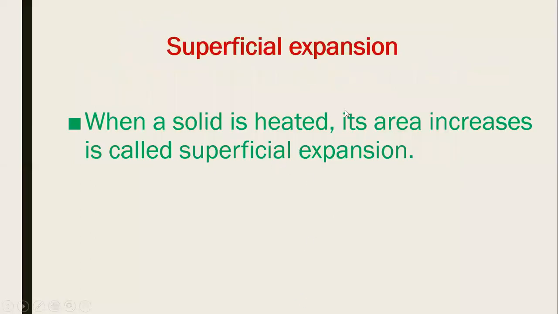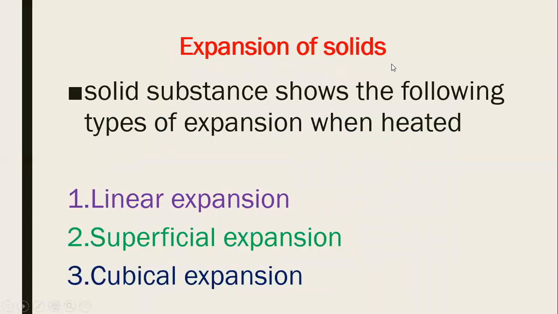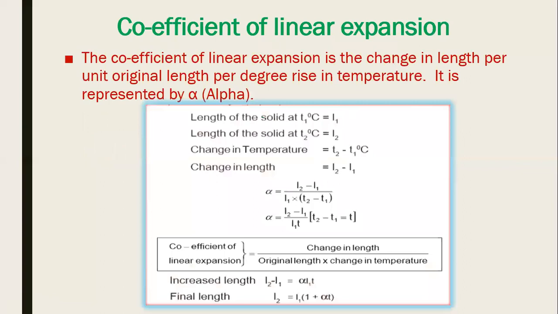The next one is superficial expansion. There are three types of expansion: first is linear expansion, second is superficial expansion, and third is cubical expansion. The linear expansion we have discussed here. The coefficient of linear expansion is alpha, where alpha is equal to change in length divided by original length into change in temperature.